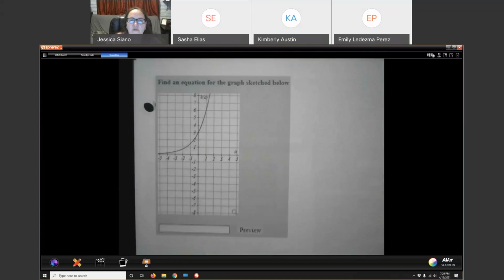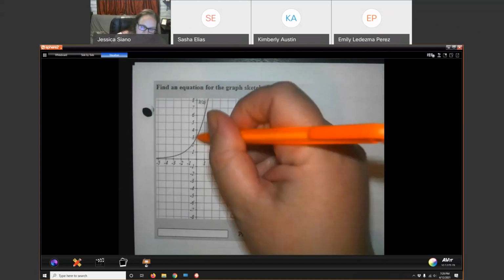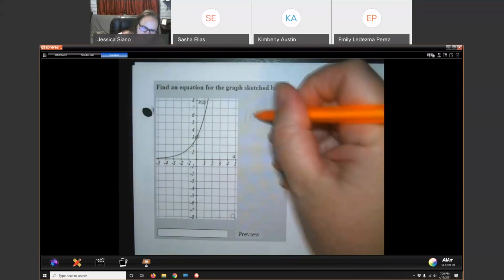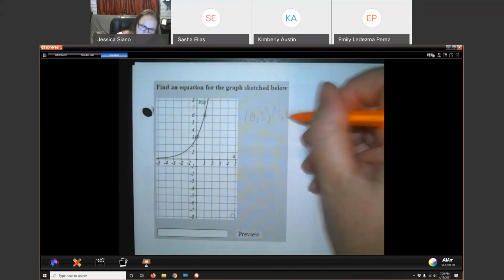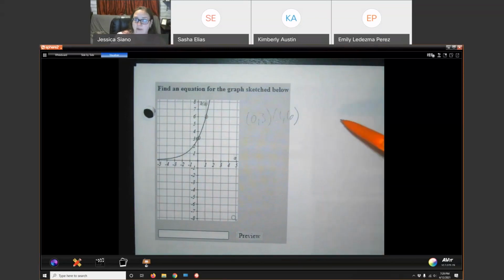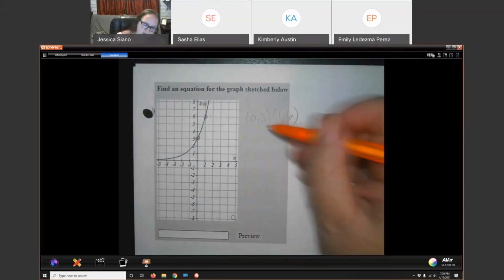Okay, so for finding the equation, I'm literally going to do the exact same thing I did on the second example. I'm just going to pull 2 points from this graph. Here I have the point (0, 3), and here I have the point (1, 6). If you want to put this in stat calc exponential regression, go crazy. I'll do it the long way this time.